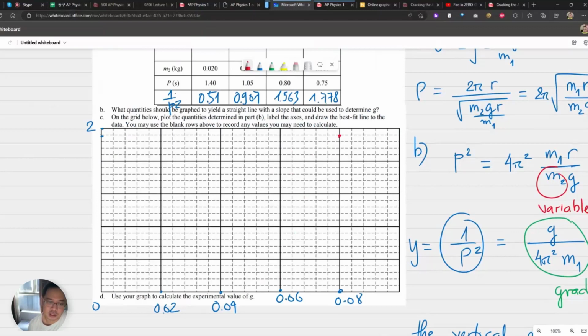0.06, the inverse of 1 over p squared is 1.5. Wait, 2 should be here. Sorry. For the rectangle, 0.5 here, 1 here, 1.5 here, and 2 here. So that 1.8 is here. 1.56, approximately 1.6, is about here, a little bit lower than that. Next one, 0.9, in the middle here. And lastly, 0.5, a little bit greater, but it doesn't matter.